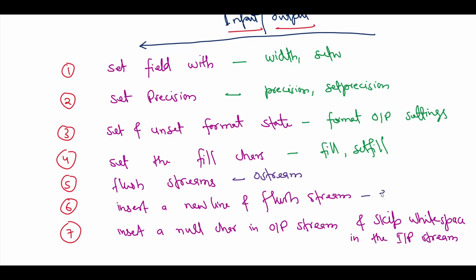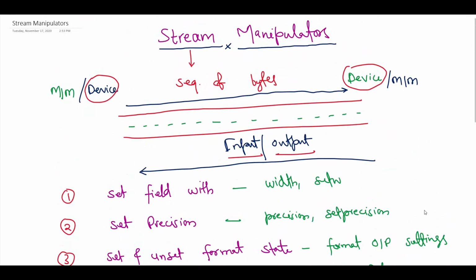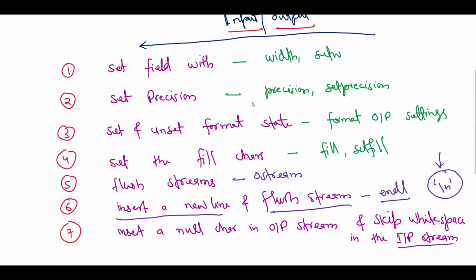And we have been using this since the beginning, and that is endl. There is a minor difference between endl and the slash n new line character. Slash n basically inserts a new line, but endl inserts a new line and then flushes the stream, right? Flushing the stream means it forces all the output written on the screen or in the file to the output stream. And then we can insert a null character in the output stream and skip all the white spaces in the input stream, right? So all these capabilities are provided by stream manipulators. There are many more, but we are not going to discuss all of them here.